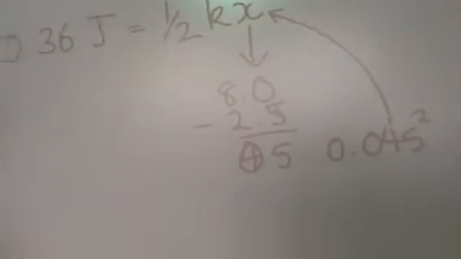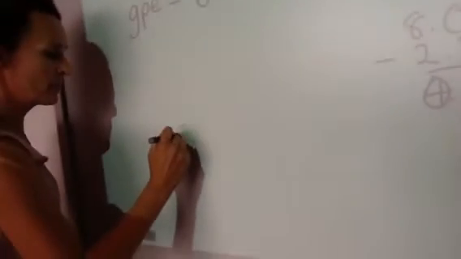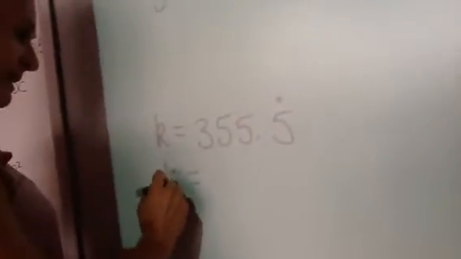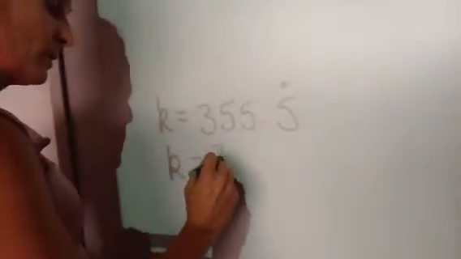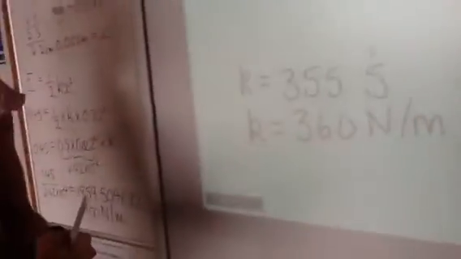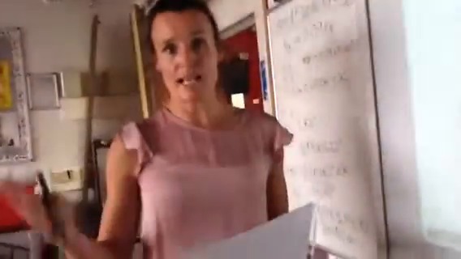And hopefully, k, for this one, you would get 355.5 recurring. Now, can we have a recurring number? No, not for GCSE science. So we measured it to 2 significant figures. So should our answer be to 2 significant figures? Yes. So k will be approximately equal to 360 newtons per metre. Brilliant. That hopefully goes through the rest of the potential elastic stored energy bit.